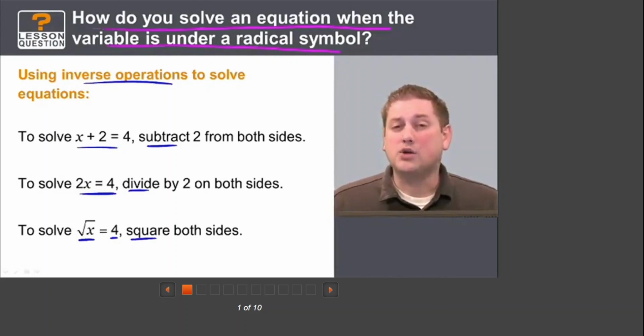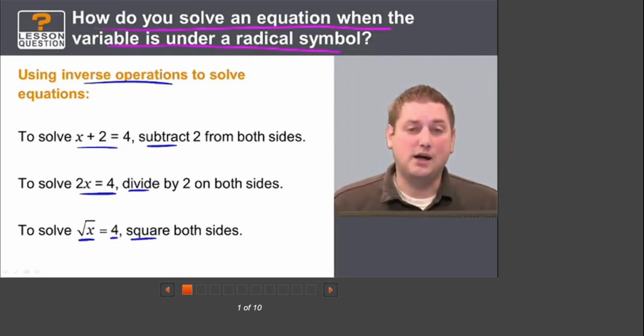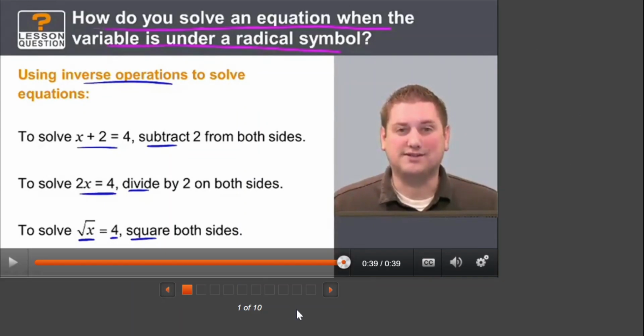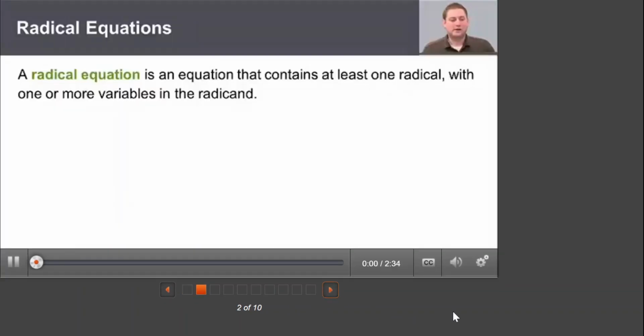Now, in this next part, you're going to be combining these concepts, and you're going to be working with roots other than square roots. Let's take a look at radical equations. Now, a radical equation is an equation that contains at least one radical with one or more variables in the radicand.